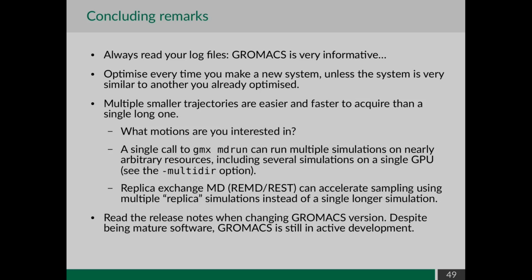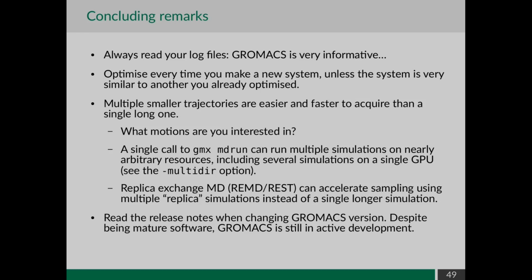Another point is that sometimes multiple smaller trajectories are easier and faster to acquire than a single longer one. Well, they are always easier and faster to acquire, but sometimes it just makes more sense. What motions are you really interested in? If you want to see an event that takes, say, 10 nanoseconds to take place, but it happens only infrequently, then it's probably a much better idea to have many smaller trajectories. But if you are interested in a motion that takes several hundreds of nanoseconds to happen, well, you know that your trajectories cannot be shorter than 100 nanoseconds. So it depends on what you are interested in, but usually more smaller trajectories make sense.